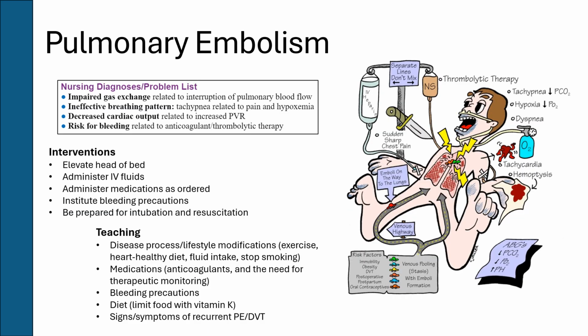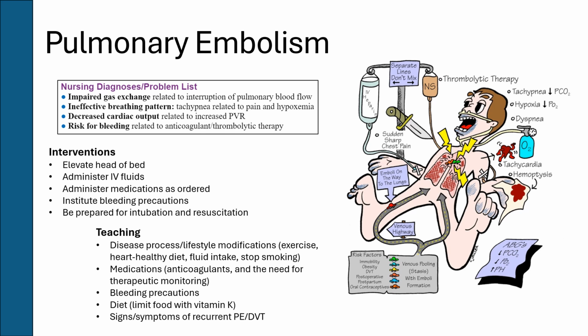All right, so what do you need to do? So I included the nursing diagnoses, which is just the problem list of a PE. So impaired gas exchange, so you're thinking oxygenation, elevating the head of the bed, ineffective breathing pattern. So we know this is going to be related to possible pain and hypoxemia. So we're going to give medications as ordered.